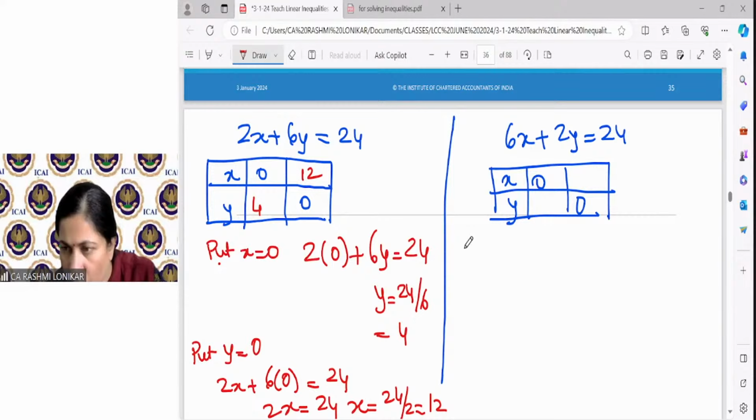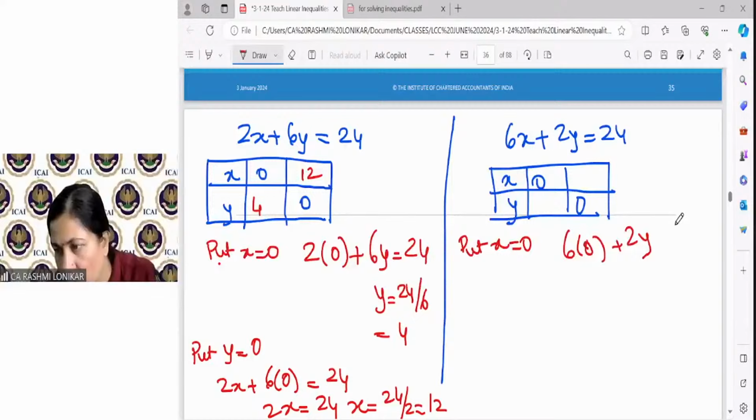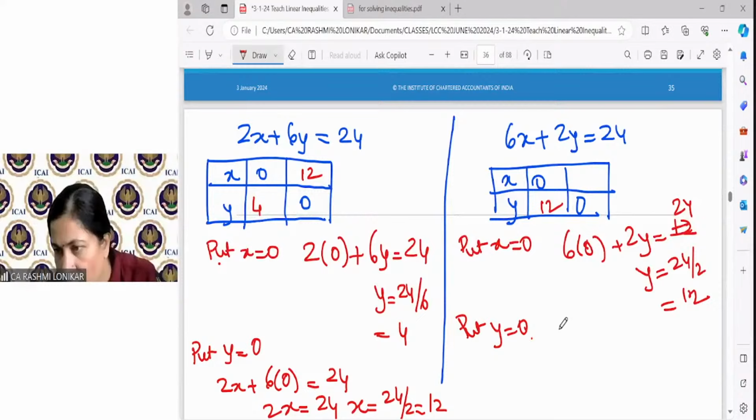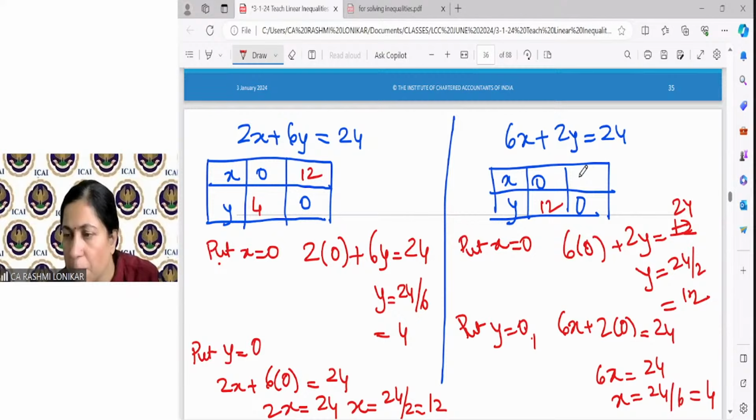So I have 6 into 0 plus 2y is equal to 24. So y is equal to 24 upon 2, which is equal to 12. Okay, so when x is 0, y is 12. Here when x was 0, y was 4. Okay. Now put y is equal to 0. You will have 6x plus 2 into 0 is equal to 24, or 6x is equal to 24, x is equal to 24 upon 6, which is equal to 4. Okay.